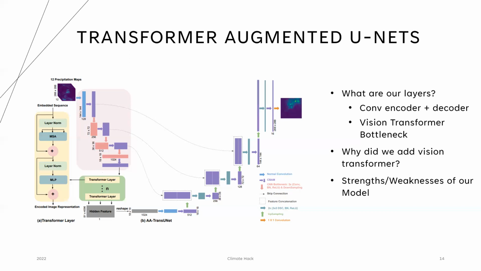By adding a vision transformer in the bottleneck, as shown in our graphic, it allows us to model the global relationships between different image patches. So this is why we added the vision transformer, and it has improved the UNet. It allowed us to improve performance upon our UNet baseline. Next slide.